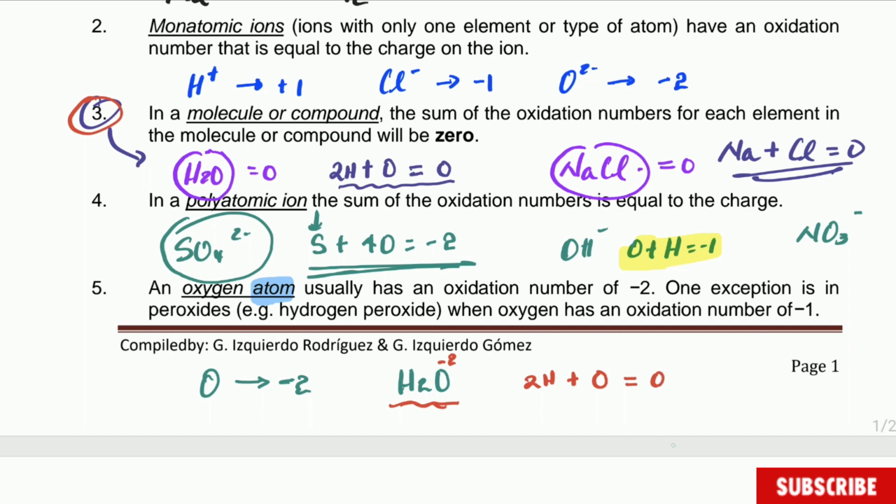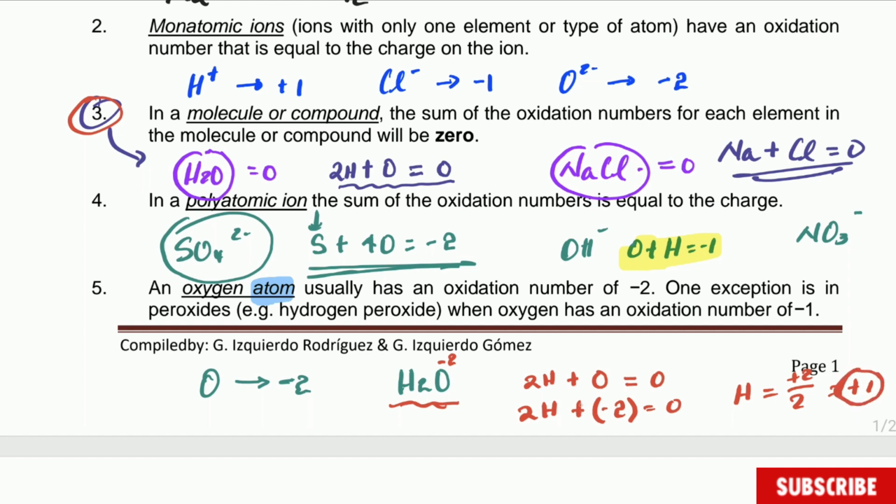Are you with me? So if we move in here now, we have 2 times the oxidation number of hydrogen plus the oxidation number of oxygen atom, which is minus 2, is equal to 0. And guys, this is just mathematics. You get that the hydrogen is going to be equal to minus 2 divided by, no, the minus 2 goes positive to the other side. It's a positive 2 divided by 2, and that gives me a positive 1. So the oxidation number of hydrogen is going to be positive 1.